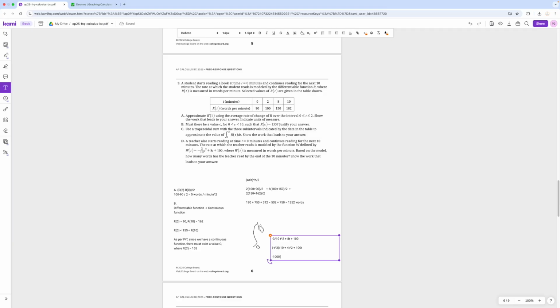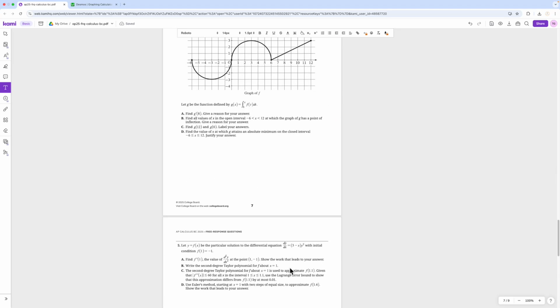So this is actually going to be negative 100 plus 4t squared, so that's 4 times 100 plus 400. And our final thing is just 100 times t plus 1,000. This gives us 900 plus 400 is equal to 1,300 words at the end of the 10 minutes. Well, that's question 3 done. Let's move on to question 4.